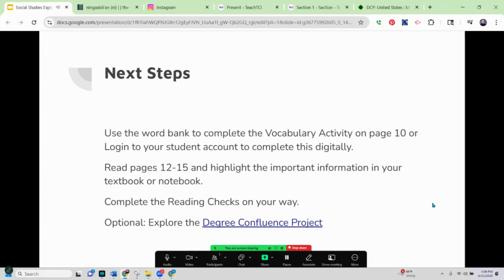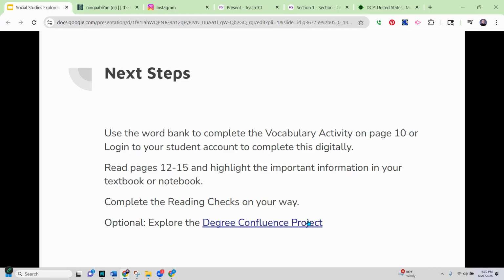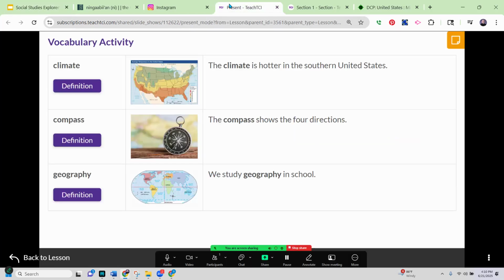All right, our next step in today's lesson is for you to turn to page 10 or log into your student account and complete it digitally. But before I do that, I do want to talk about some of the vocabulary that's in this lesson. It's not necessarily all in today's lesson, but throughout this chapter.